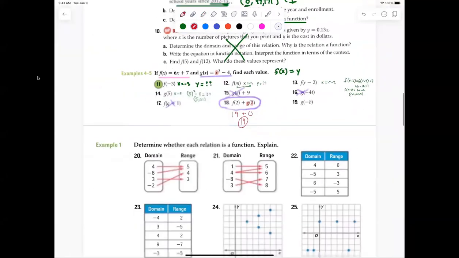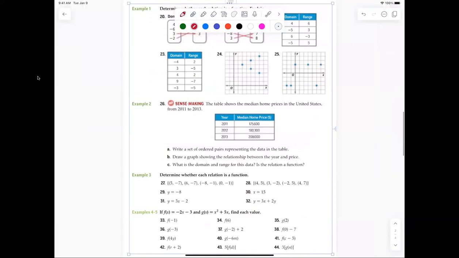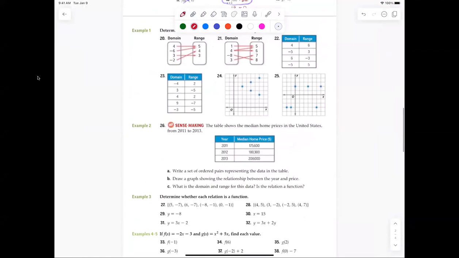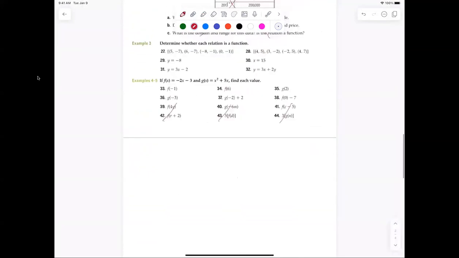Now, I want you to put at the top of your paper, all right, here's your assignment. I'm gonna cross out some just for now. I don't like that. All right, so here's your assignment.